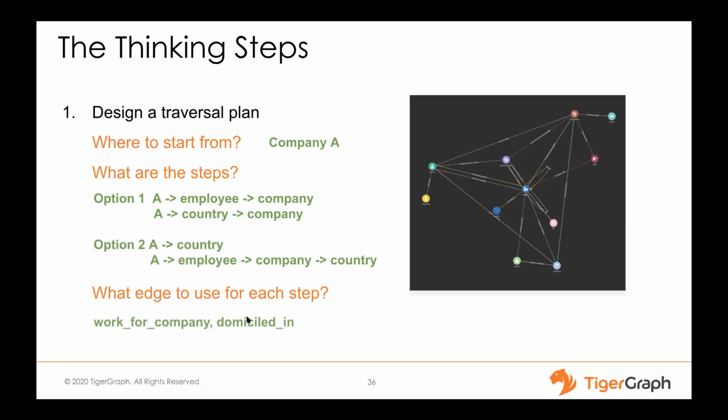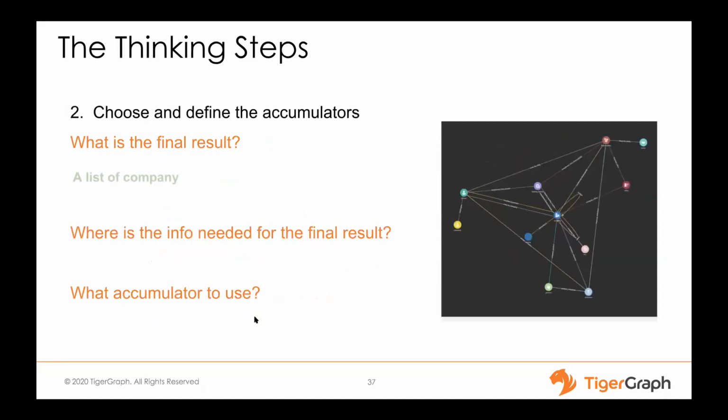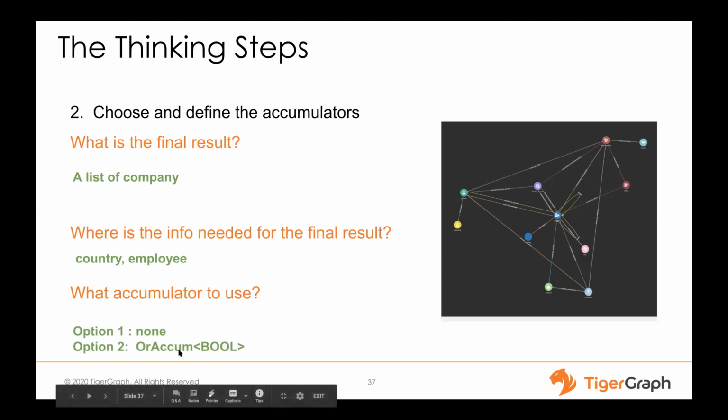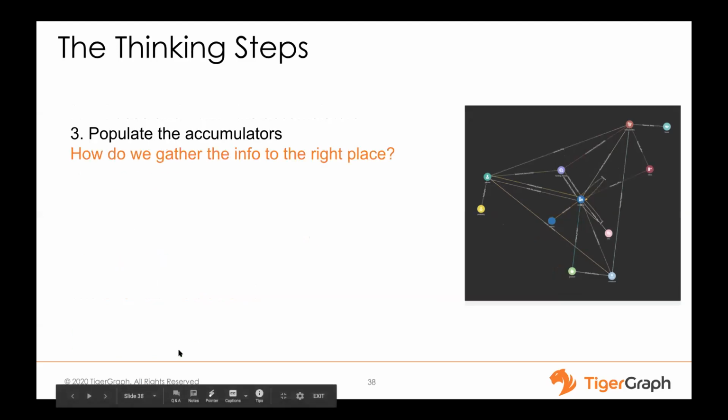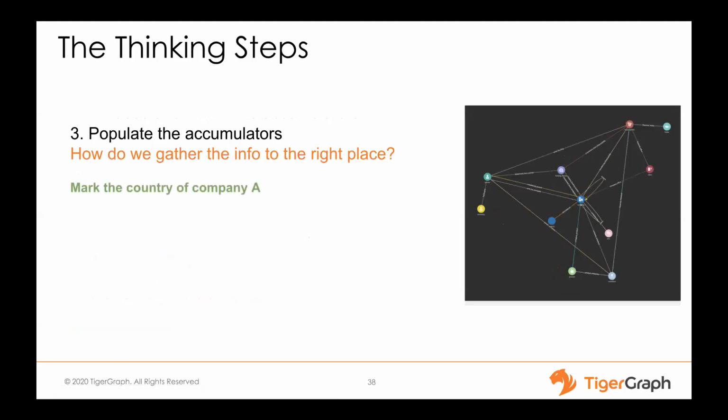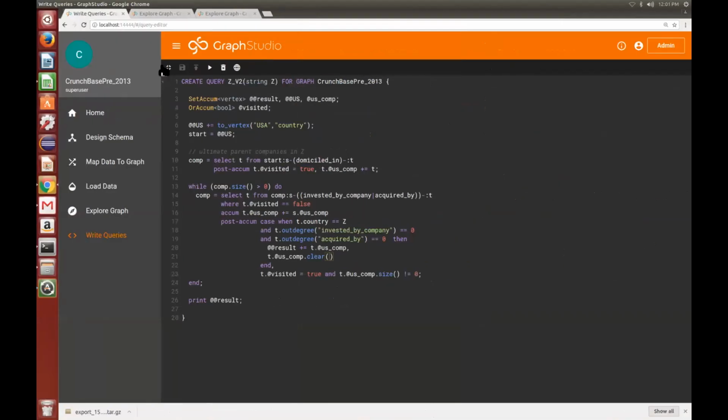And these are the edges we're going to use. And the result, of course, we want a list of companies. In order to get the result, we need the country and the employee, right? We need to make sure they are in common. And what accumulator do we use? For option 1, we don't need anything, we just want to do an intersection. For option 2, we need a Boolean value to mark those countries, right? So let's go back to Graph Studio and run those queries.